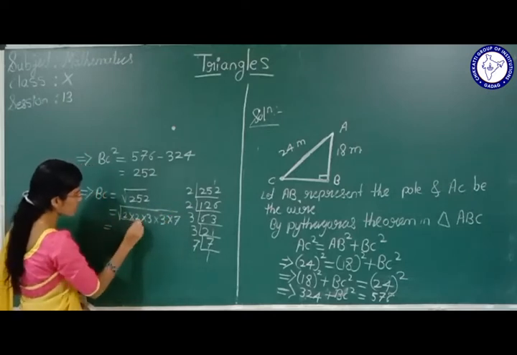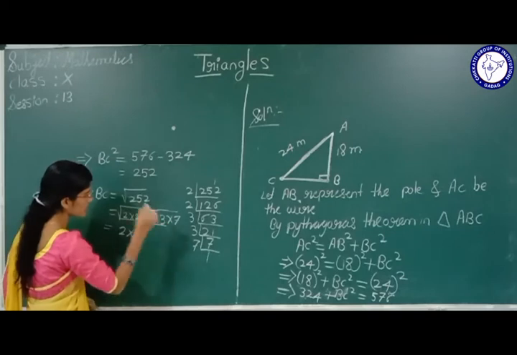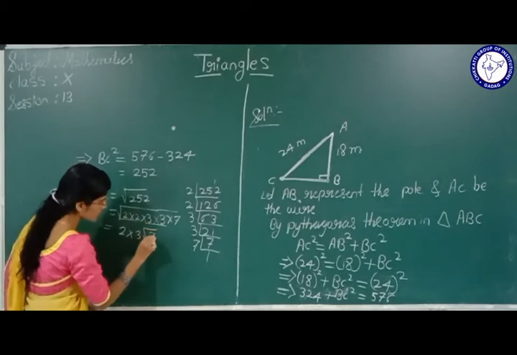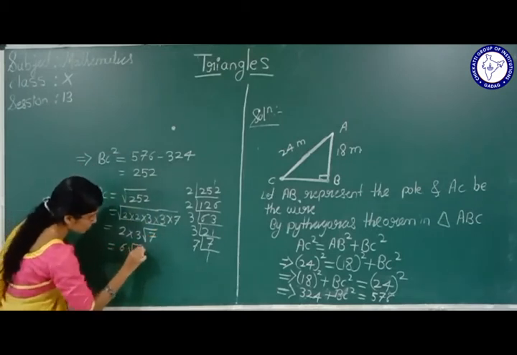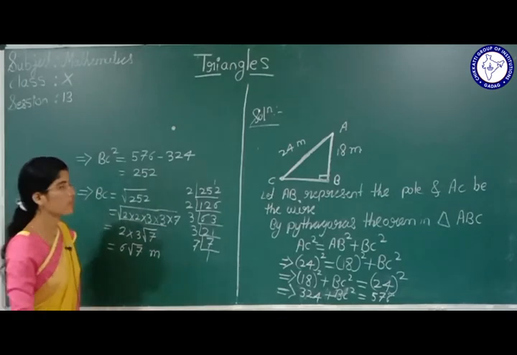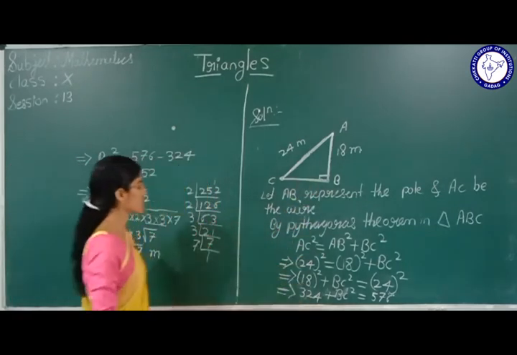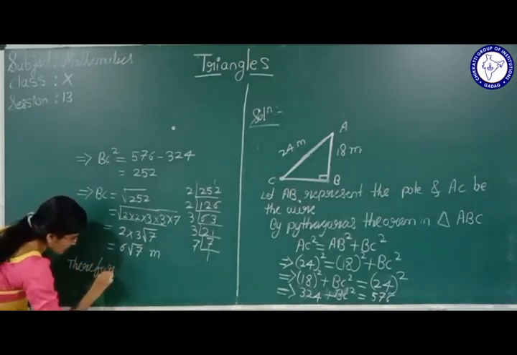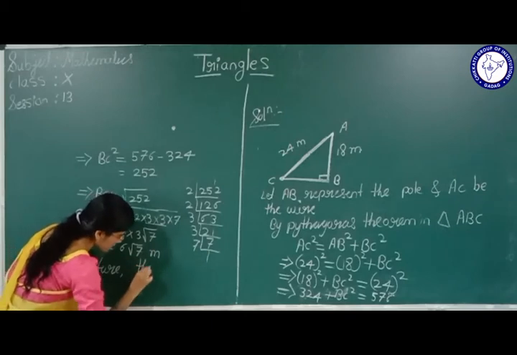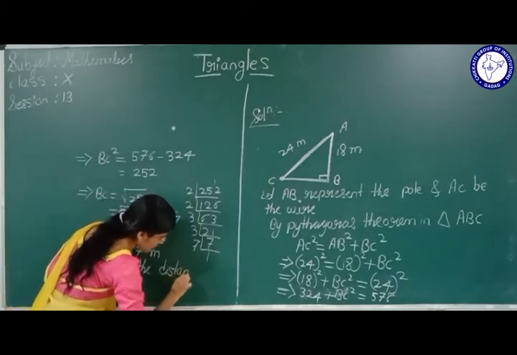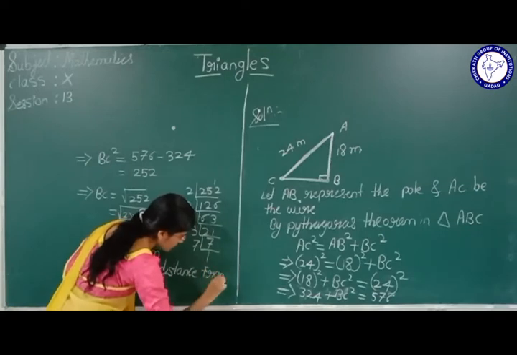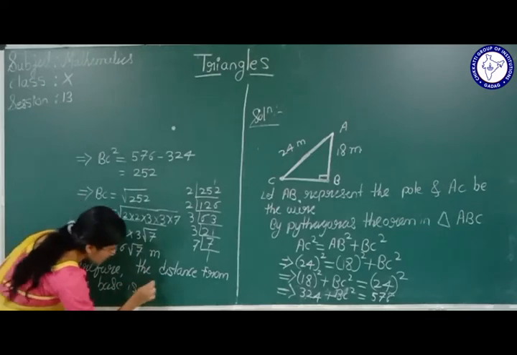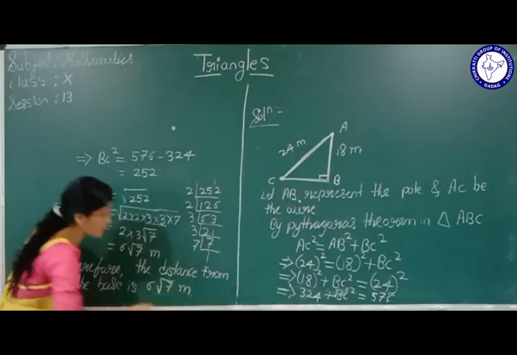Now see, one 2 we will take outside. Here 3 root 9 we will take it as 3 root 7. Answer is 6 root 7 meter. Therefore, the distance of BC is 6 root 7 meter. Therefore, the distance from the base is how much? 6 root 7 meter.